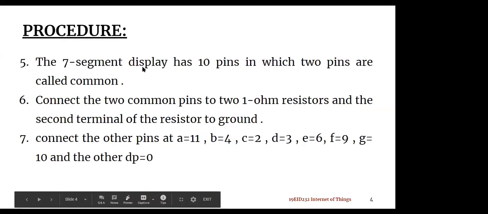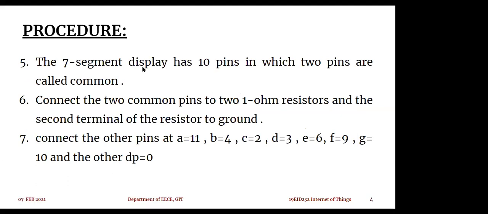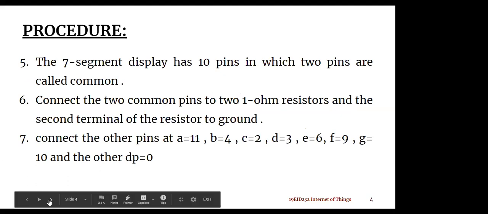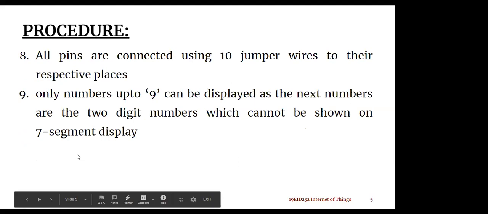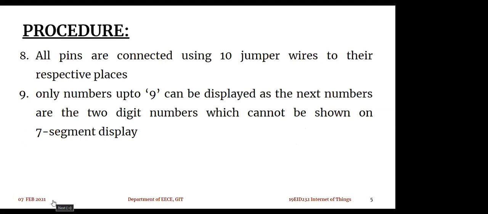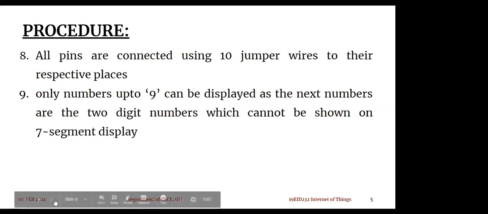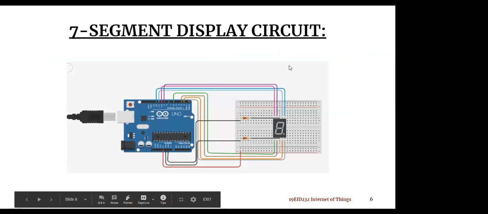The 7-segment display has 10 pins, in which 2 pins are common, and those pins are connected to the respective pins on the Arduino board. So all these pins are connected by using 10 jumper wires. Only numbers from 0 to 9 can be displayed on one 7-segment display. If we want 2-digit or 3-digit numbers, we have to combine 2 or more 7-segment displays. And this is the circuit diagram.